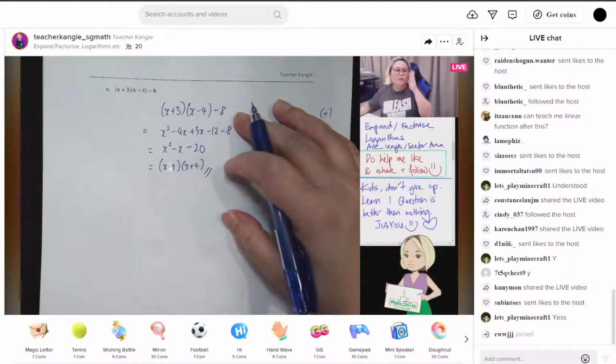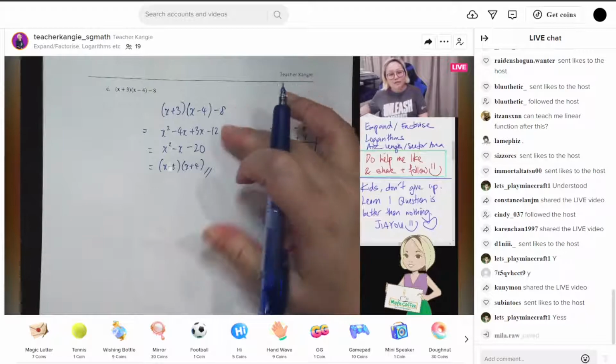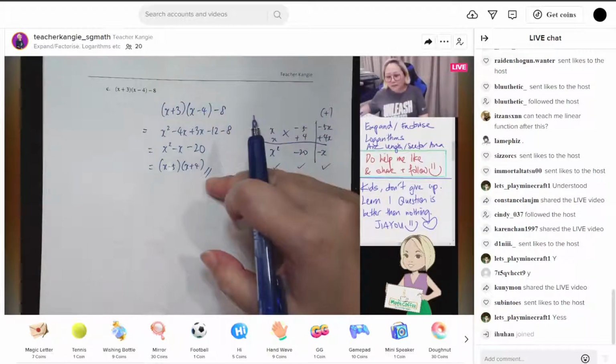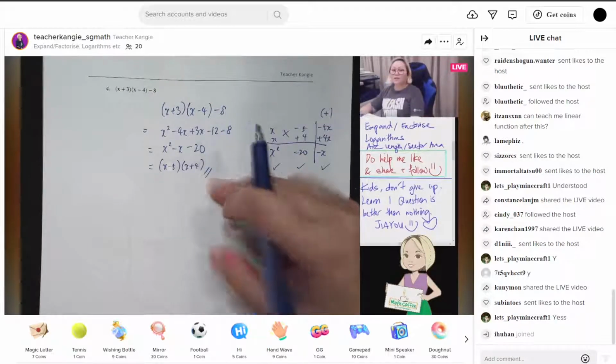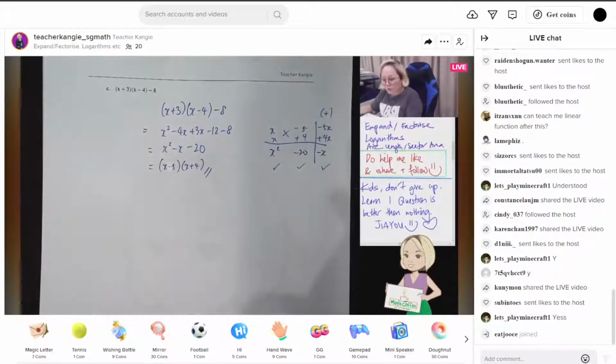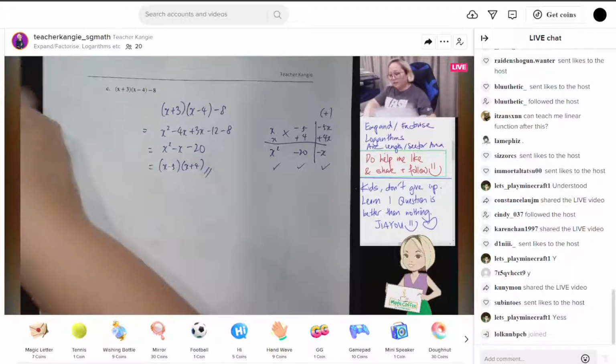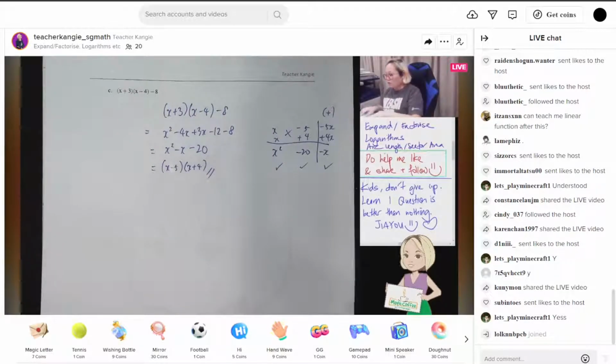So sometimes when you want to factorize, you have to expand first, simplify, then factorize. Not necessarily that I must factorize straight away. Understand? So this is the last question for the factorization. I'm going to go to logarithm.